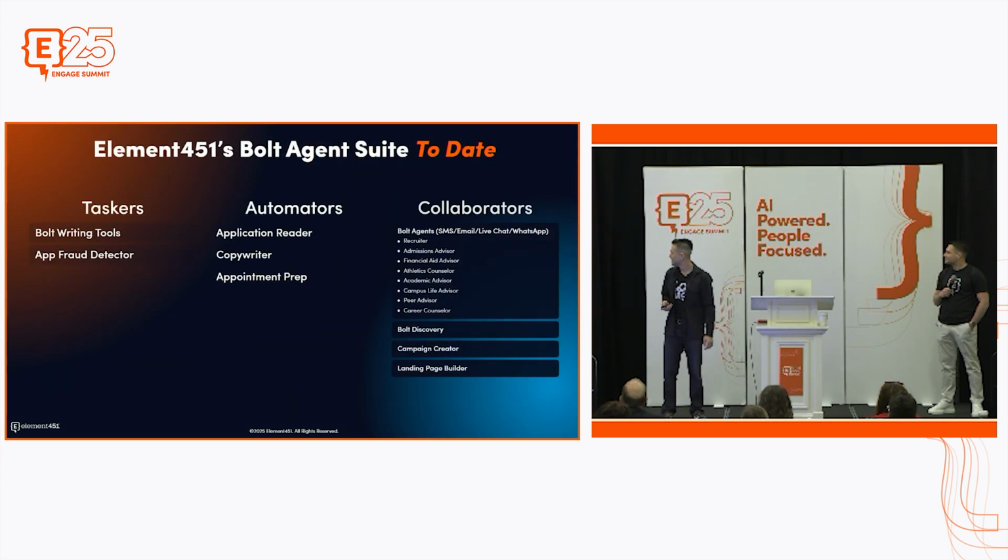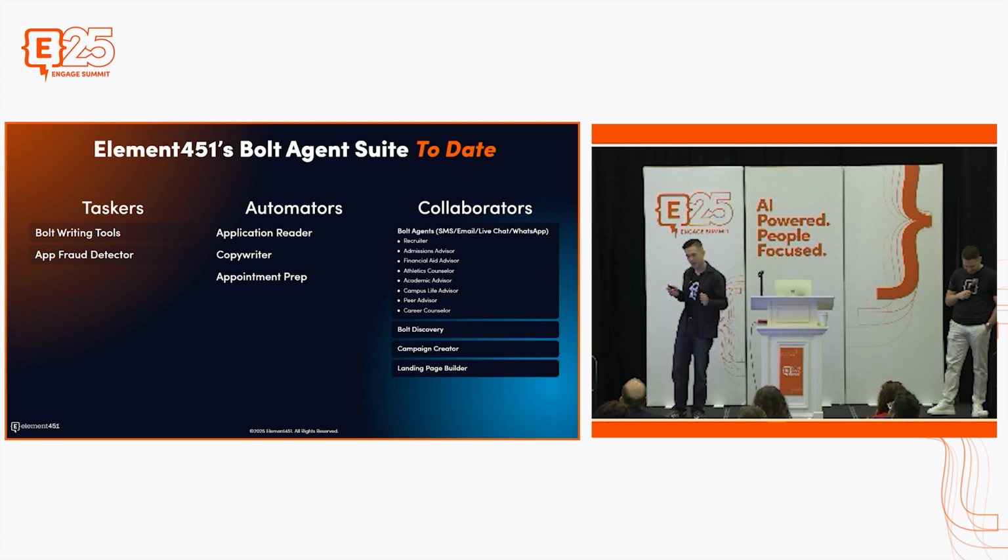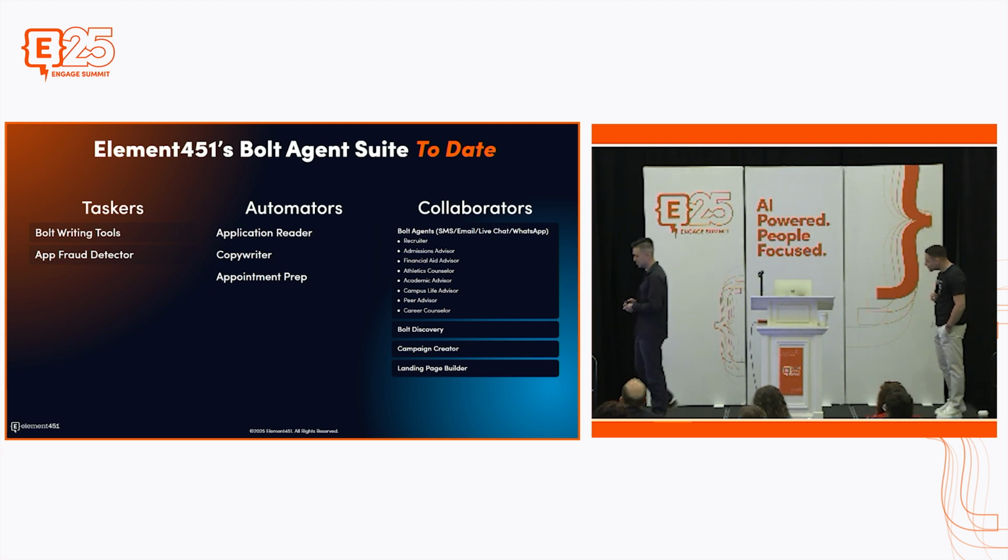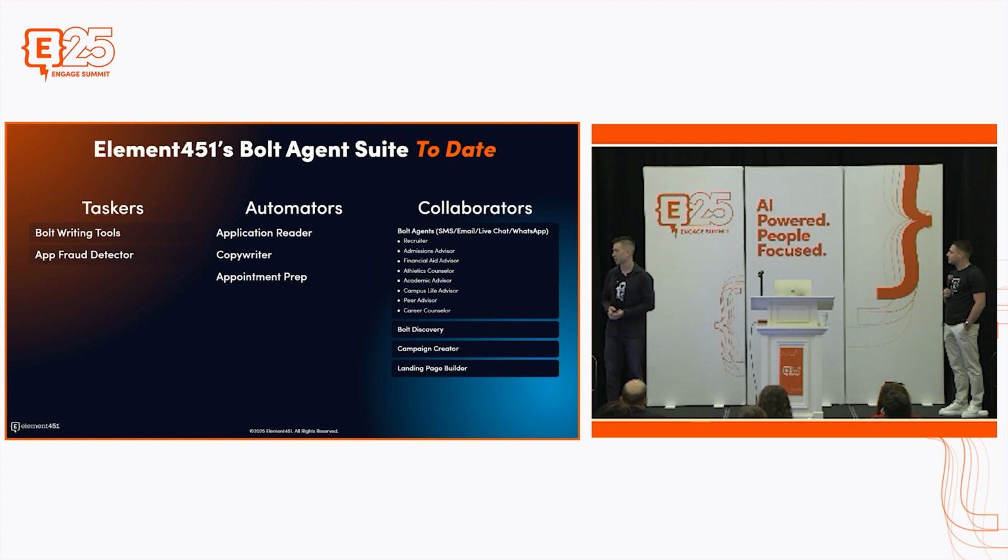I'll chime in. Okay. So this is Element's agent suite to date. And as you know, if you're a user of Element, we've been creating AI agents for a long time. We started with some simple tools, like tools where you can write copy or edit your emails before they go out using the interface with those little buttons to change the tone and so on, our writing tools. We have our app fraud detector that Eric just showed during the product keynote. And that's more of a tasker agent because all it does is one repetitive task. It looks at applications and tries to score them.